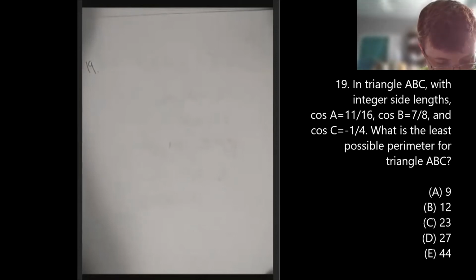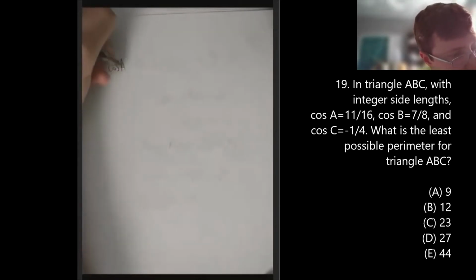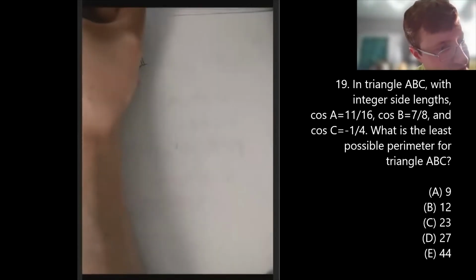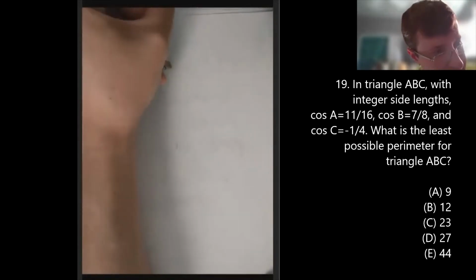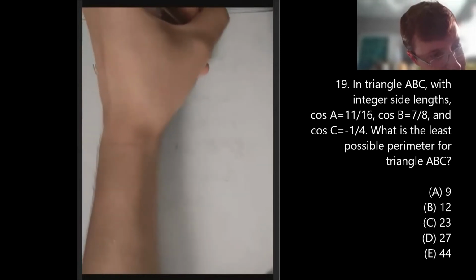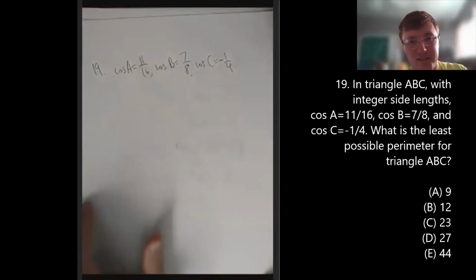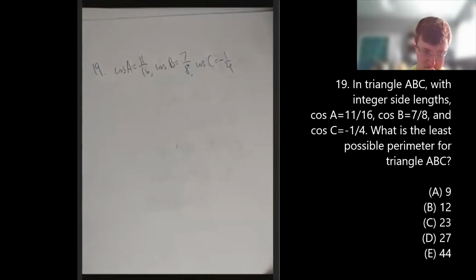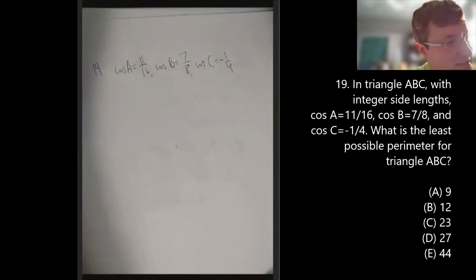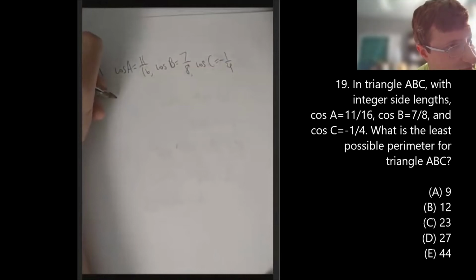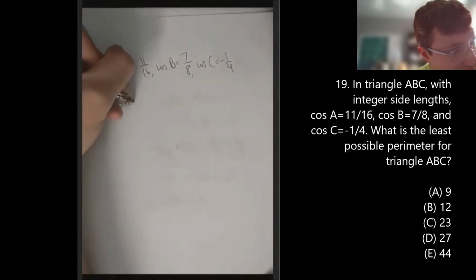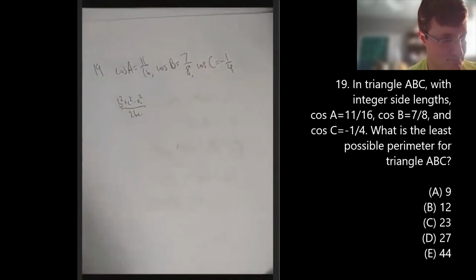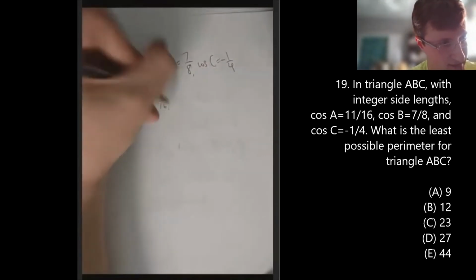Okay, so I have a triangle ABC with integer side lengths, and cosine of A is 11 over 16. Cosine B is 7/8, and cosine C is minus 1/4. Okay, and I want to find the least possible perimeter. So I guess I'm just going to bash this out with law of cosines and see what happens. So cosine A is (b squared plus c squared minus a squared) over 2bc equals 11/16.